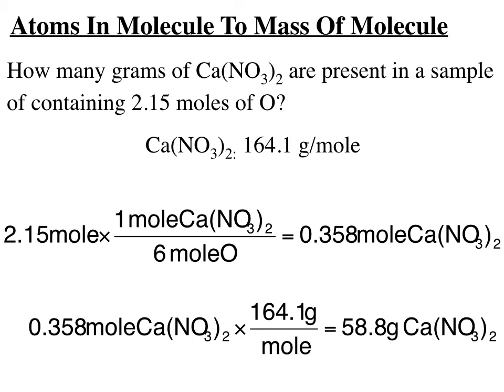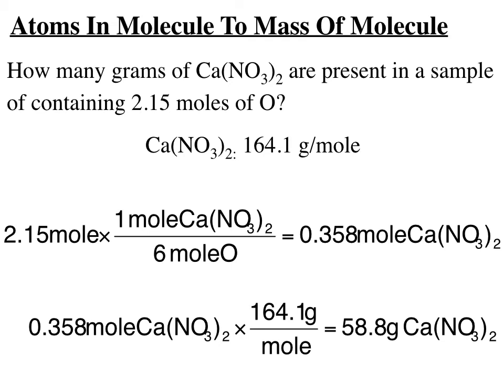So I will divide by the moles of O in 1 mole of calcium nitrate. So I take my 2.15 mole of O and take that times 1 and divide by 6. That tells me that in that number of moles of oxygen, it must be present only if I have 0.358 moles of calcium nitrate. Notice if I multiplied 0.358 by 6, I would get 2.15 moles, which would be the total of 6 times as many moles of calcium nitrate.